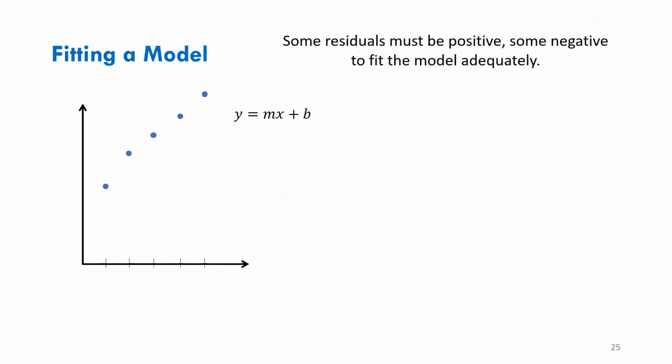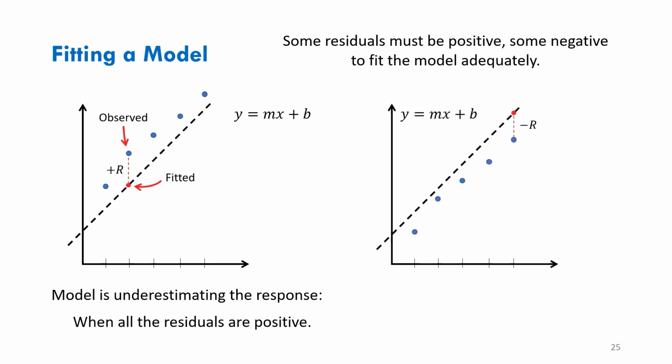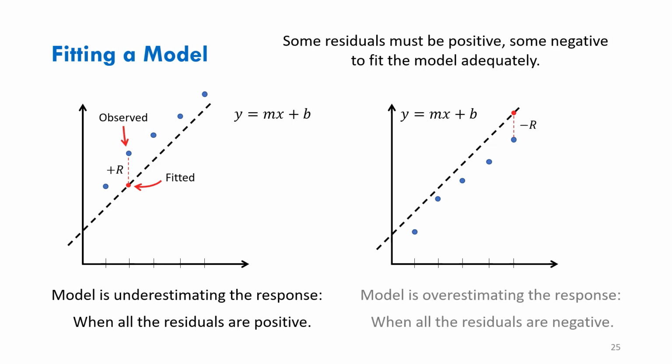Some residuals must be positive and some negative for the model to fit adequately and be reliable. But if our fitted model has all the data above it, then the model is said to be underestimating the response, which means all the residuals are positive, since the observed value is greater than the fitted value. Similarly, if we have the data below the fitted curve, then the residuals are negative and the model is overestimating the response. So not all the data should be above the fitted value or below it. It should be in between.